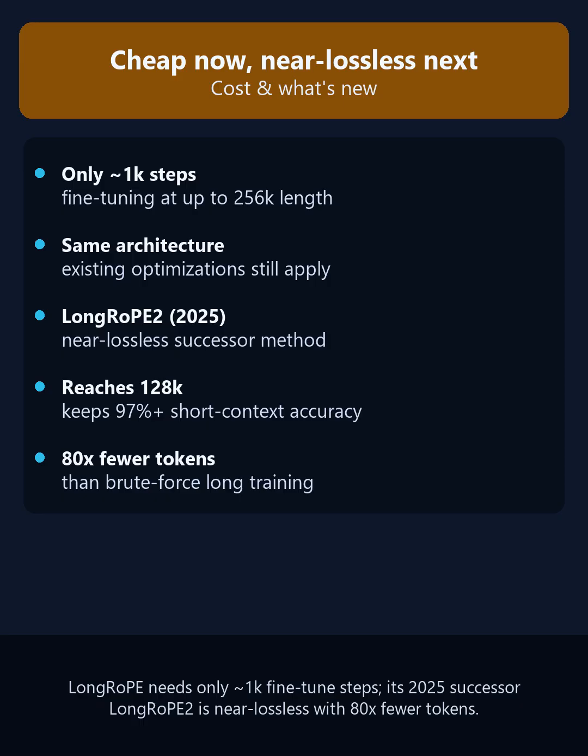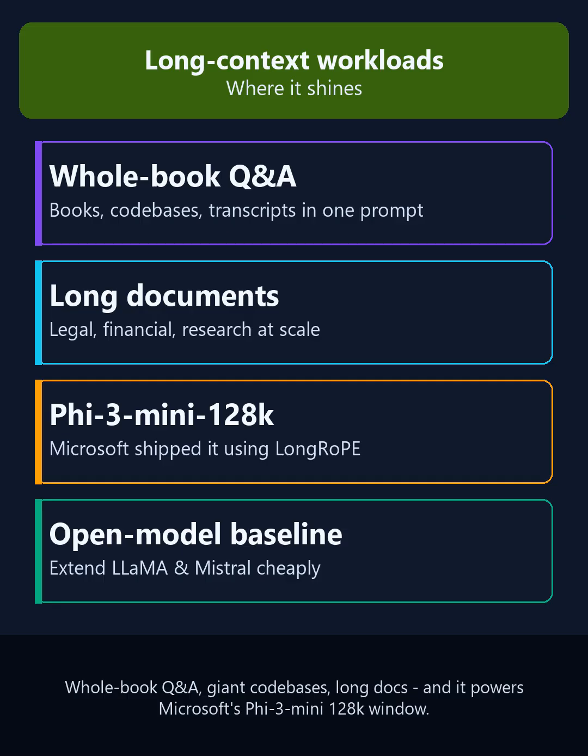In 2025, Microsoft followed up with LongRoPE 2, a near-lossless version that reaches 128,000 tokens while keeping over 97% of short context accuracy, using 80 times fewer training tokens than brute force. Where does this shine? Whole book question answering, giant code bases, long legal and financial documents, and multi-hour meeting transcripts, anything that must fit in a single prompt. LongRoPE was adopted by Microsoft's Phi-3 Mini to give a small model a 128,000 token window. It also gives long context research a strong, reusable baseline for extending open models like LLaMA and Mistral.